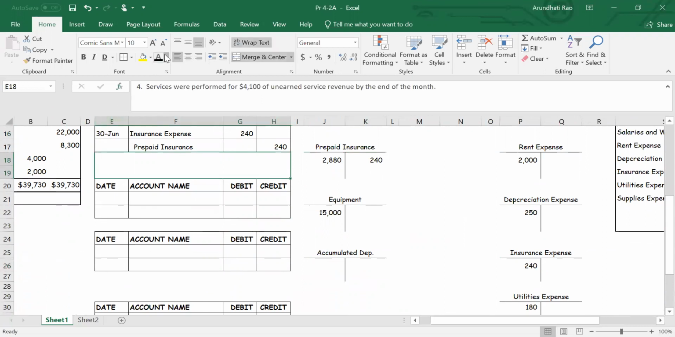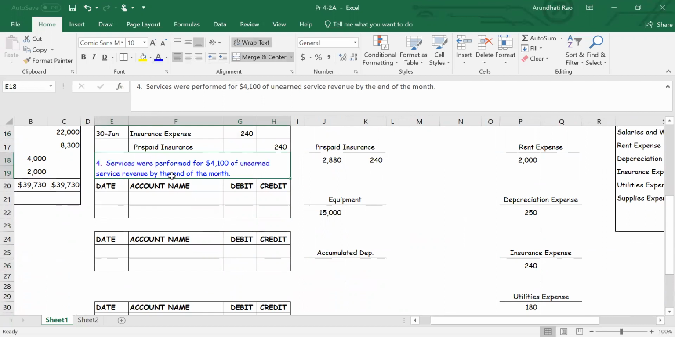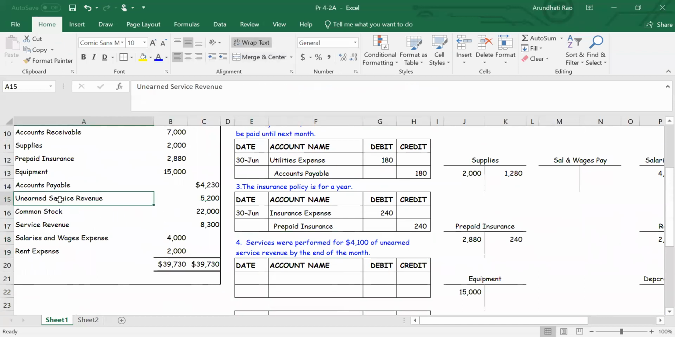The next piece of information that was presented to us is services were performed for $4,100 of the unearned service revenue by the end of the month. So let's look at what they're talking about over here. I had unearned service revenue $5,200. What this means is customers had paid me ahead of time. They had paid me in advance. It was not my money as yet, therefore I had called it a liability, unearned service revenue.